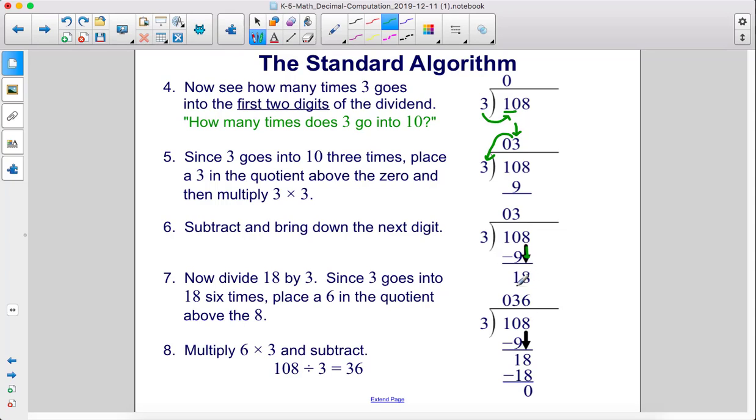We divide 18 by 3. How many times does 3 go into 18? It goes in exactly 6 times. So we place a 6 up top right here. We multiply 6 times 3, which is 18. So we write 18 here. We subtract those and we have a remainder of 0, which means we are done. The answer is 36. 108 divided by 3 equals 36.